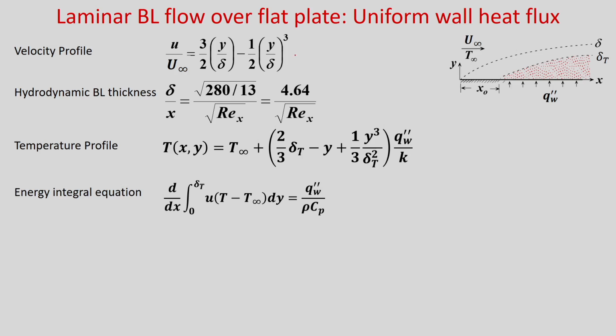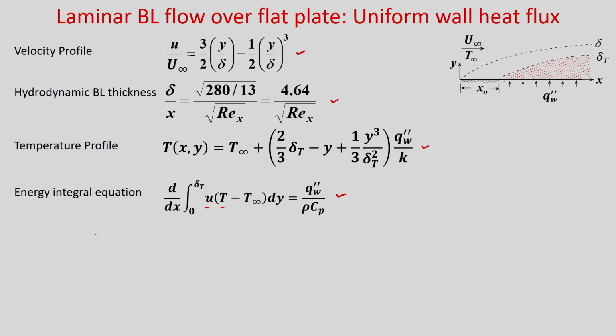So, you can see we have the velocity profile already derived using a third degree polynomial, and from that solution for the hydrodynamic boundary layer thickness we have found delta by x as this. In today's class we have found the temperature distribution for the given boundary conditions, and this is the energy integral equation. So, now you put the value of u here and the value of T here. So, you will be able to find the thermal boundary layer thickness.